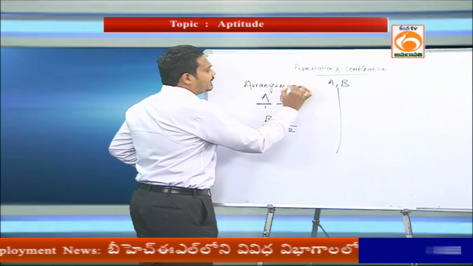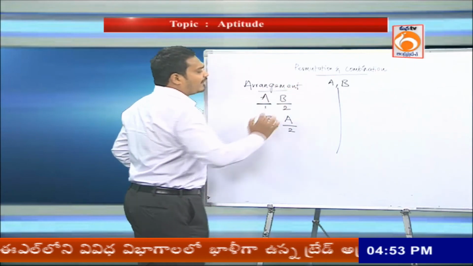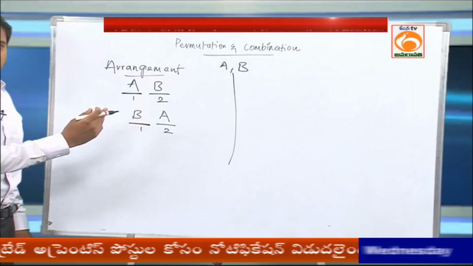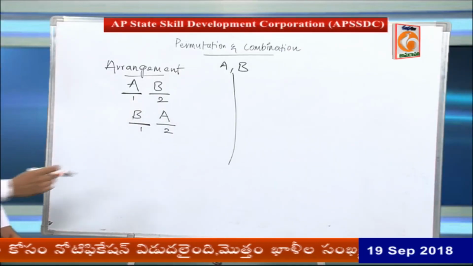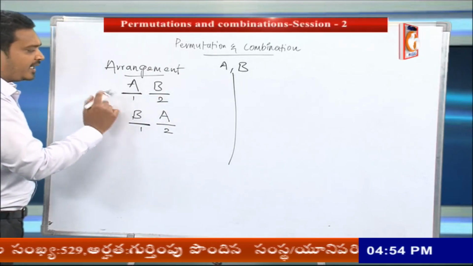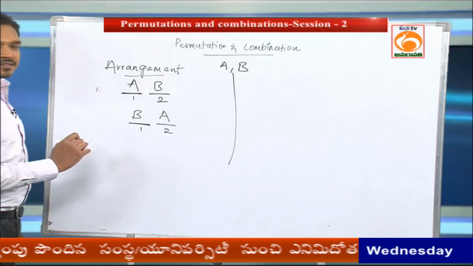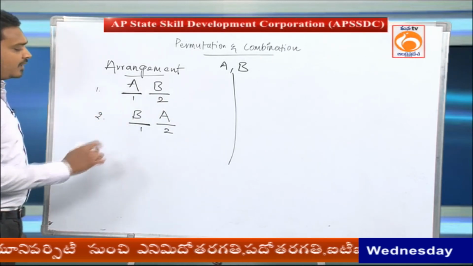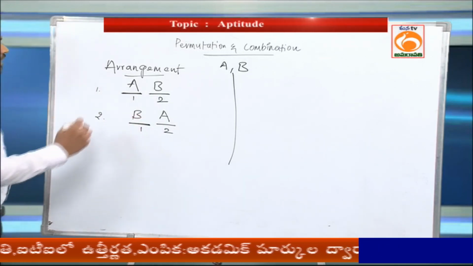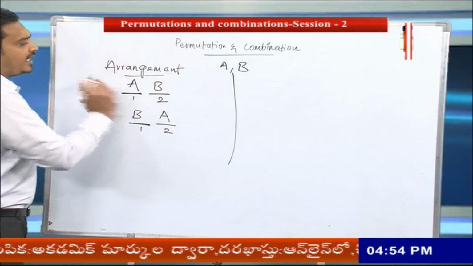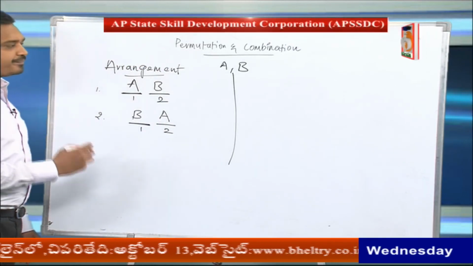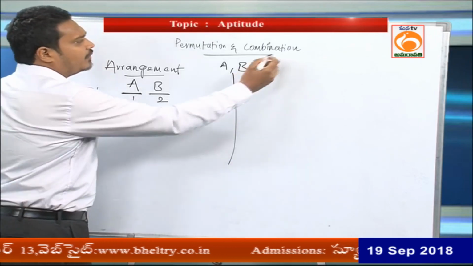In an arrangement, remember we always have to follow the order. That is, we have to check who is arranged first, who second, who third. Since we have only two variables here, in this particular arrangement, first it is going to be A and second it is going to be B. In the second arrangement, first it is going to be B and second it is going to be A. This is how it works. In permutation, arrangement is mandatory, order is mandatory.